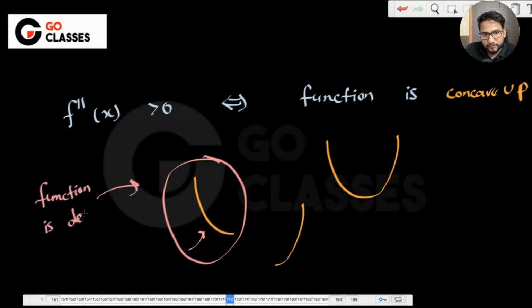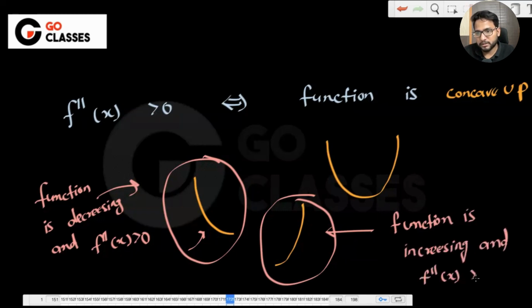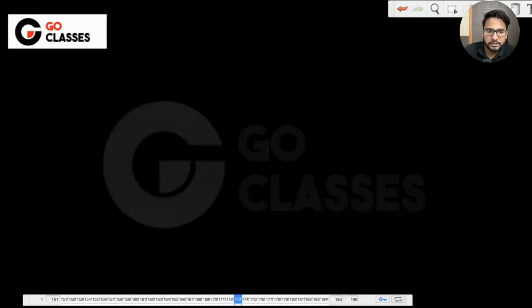Okay. So basically this is the part where the function is decreasing and f double dash x is greater than zero. So the function will look something like this. At that particular point, if the function is increasing and f double dash x is greater than 0, then the function will be concave up. And you can just remember this. For now, just remember this. It will be very handy a little later.